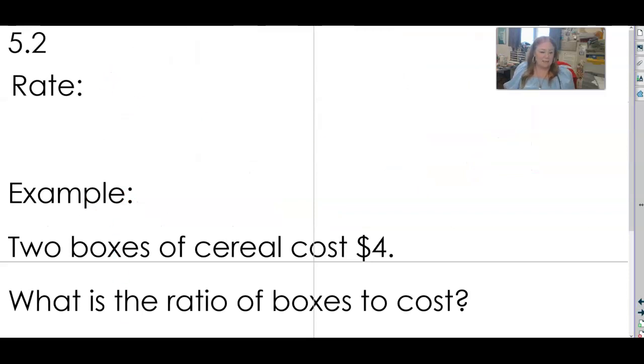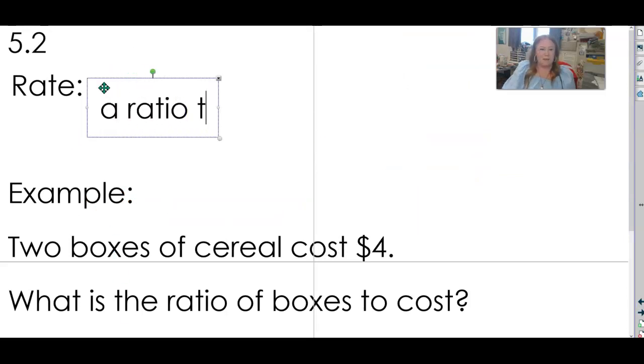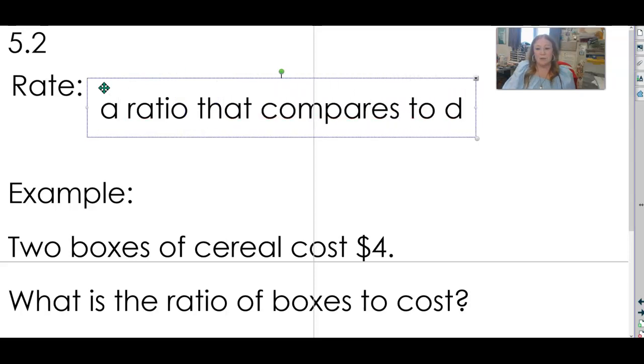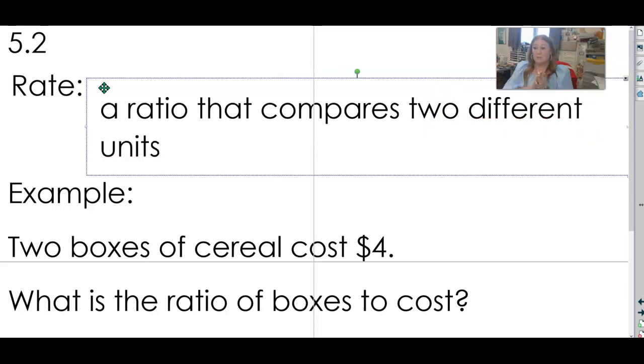Okay, a rate is a ratio that compares two different units. So before we've been comparing marbles to marbles, colors to colors, like they're the same thing. But now we're going to be comparing two different things. So here we have 2 boxes of cereal cost $4. Or the hamburgers cost this much money. I went this many miles per hour. So before we were making ratios of the same thing. Now we're going to be comparing 2 different things.